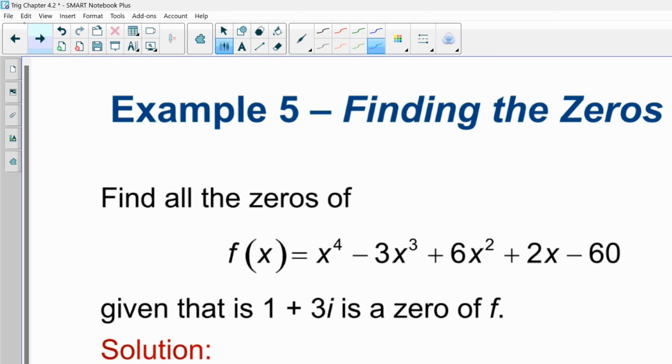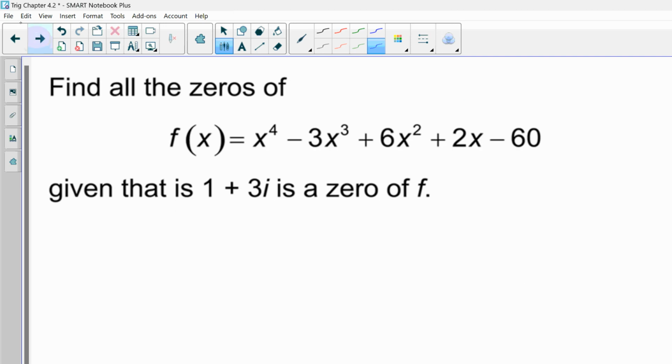Given that 1 plus 3i is a zero of f. That is an odd way to say that, but there you have it. Because complex zeros occur in conjugate pairs, we know that 1 minus 3i is a solution also. This means both x minus 1 plus 3i and x minus 1 minus 3i are factors.